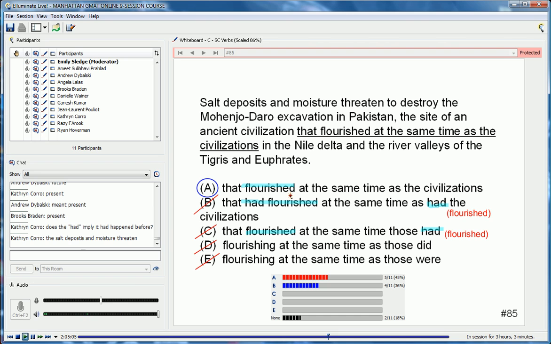Hey, Catherine, go ahead and grab the mic. Sorry, I'm a little confused because the way I read it, and I flip-flop between A and B, is that the salt deposits and moisture threaten to destroy the Mohenjo-Daro excavation in Pakistan, so that's present, which is the site of an ancient civilization that had flourished, which means that it happened before, but maybe had is, if you're talking about salt deposits and moisture, had, well, I don't know if it's past, and then had flourished would be, you know, even before the past. So I'm a little confused, but that's where the confusion is coming from.